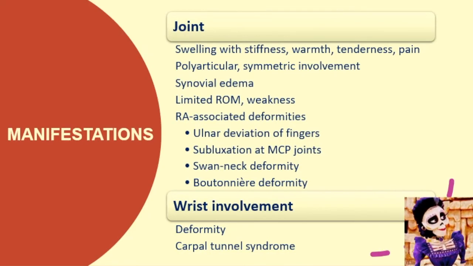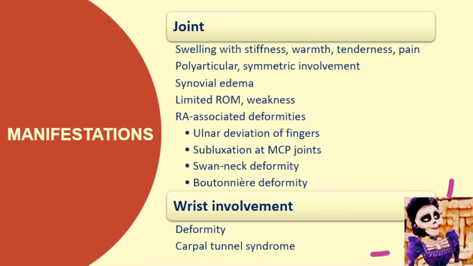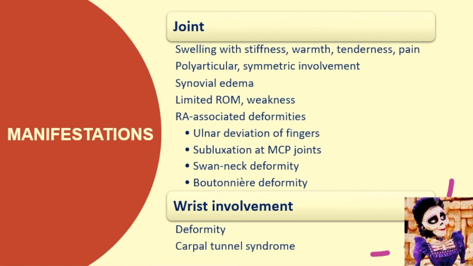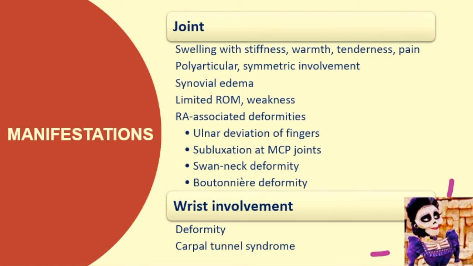What are the manifestations for this patient? Your patient would have swelling with stiffness, warmth, tenderness, pain. Polyarticular pain with symmetric involvement. The key word there is again symmetric. There is synovial edema. There is limited range of motion. That will be true for all of your arthritis. Limited range of motion, because recall it's your joint which is affected. Your patient would also have weakness, and then you'll have RA-associated deformities.